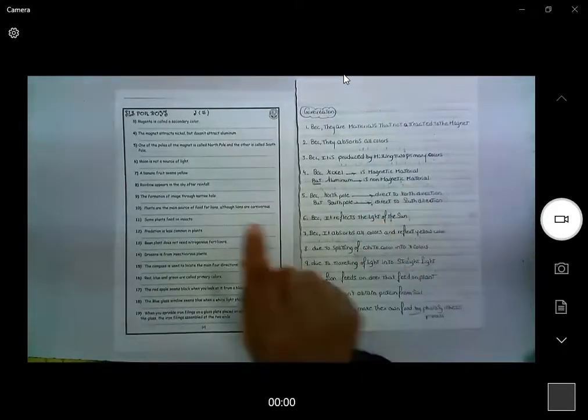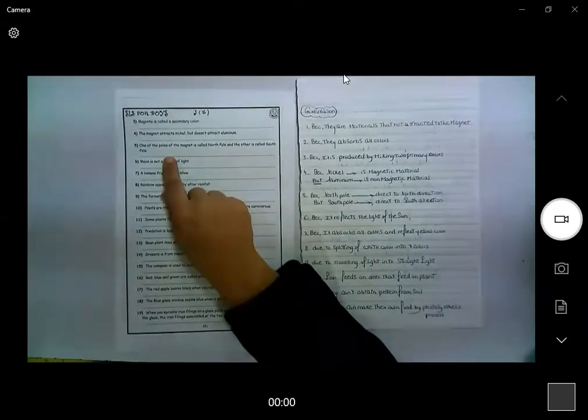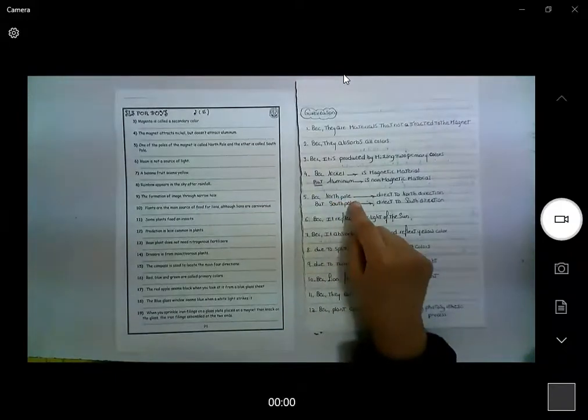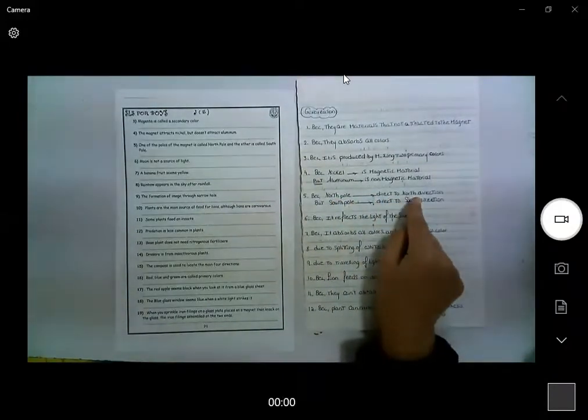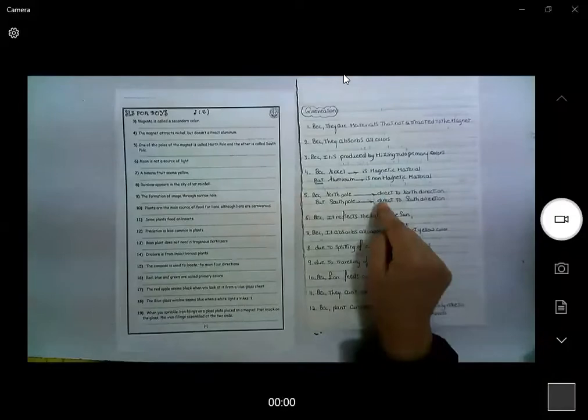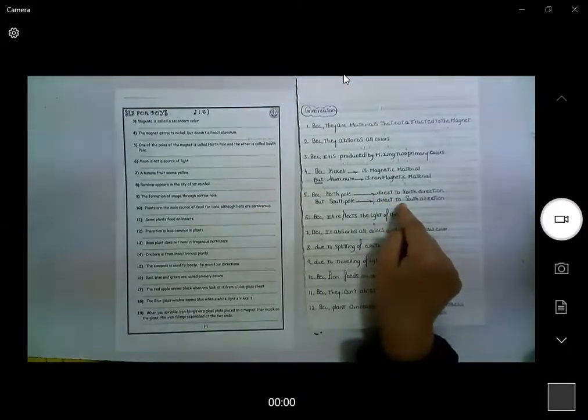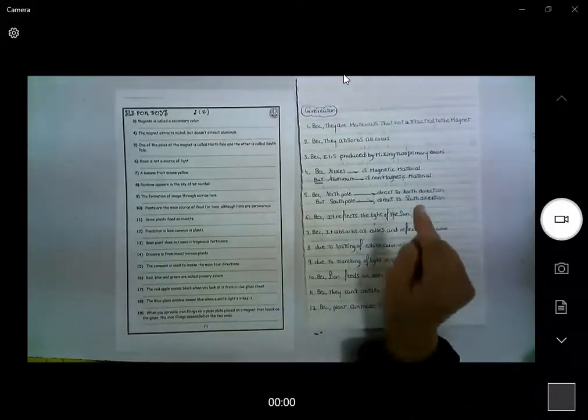Number five. One of the poles of the magnet is called North Pole and the other is called South Pole. Why? Because the North Pole is directed to the North and the South Pole is directed to the South.